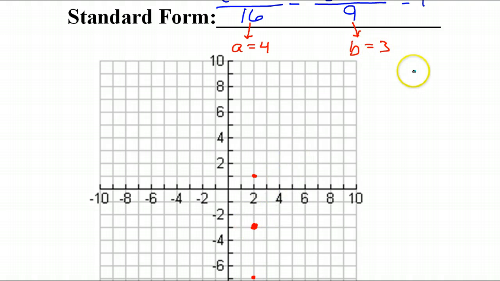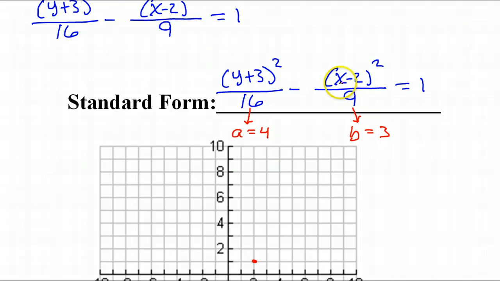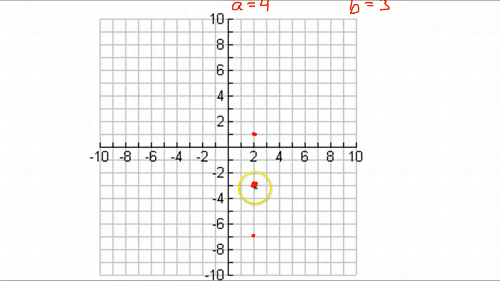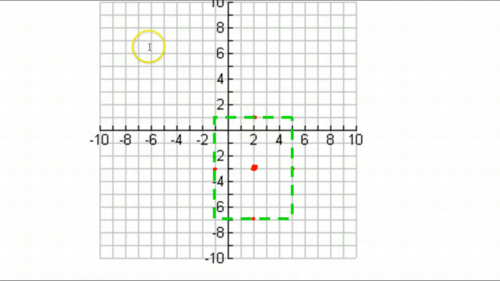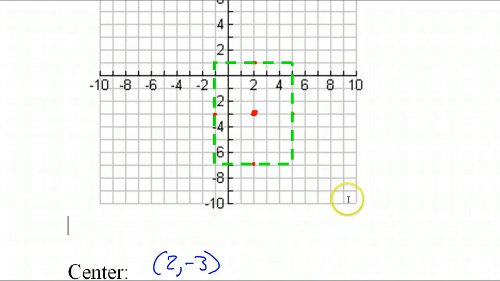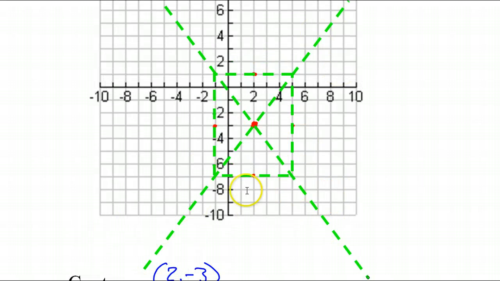Now my B value comes from this 9, which is with the X. If it's with the X, you go in the X direction every single time. So I'm going to go 3, but I'm going to do it in the X direction, left and right. So this shows you where the rectangle is. There's your rectangle. That's going to be very important. Now, the diagonals of this rectangle will form asymptotes. That will show us where the branches belong. So I'm going to draw diagonals through this rectangle right now. So here are the asymptotes.